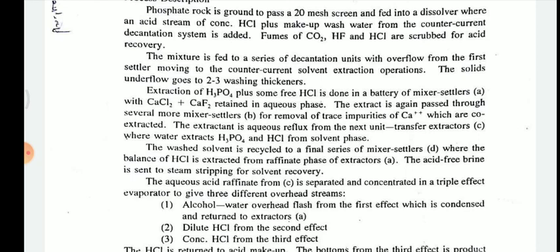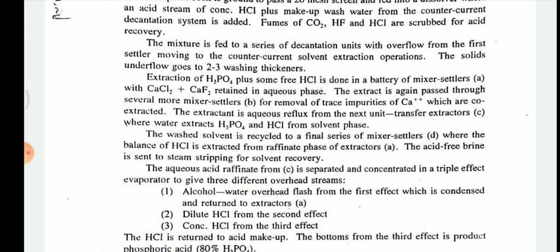Okay, the gases produced during the process can be separated out by the scrubber. And the mixture is fed to a series of decantation units, with overflow from the first settler moving to the counter current solvent extraction operation. The solids undergo two to three times of washing periods to the thickener.